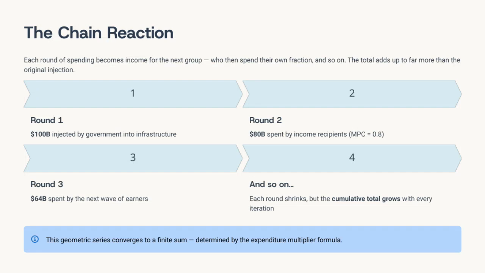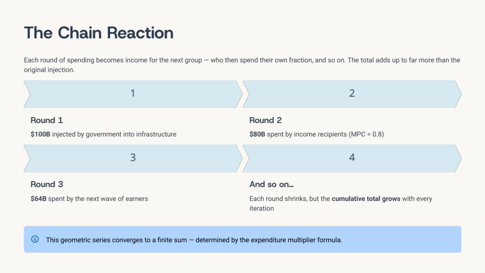This slide is all about how a geometric series works in the context of spending and income. Essentially, it converges to a finite sum, which we can determine using the expenditure multiplier formula. What's interesting here is that each round of spending gets smaller, shrinks, but the total amount that accumulates actually grows with every iteration. Think of it like a chain reaction.